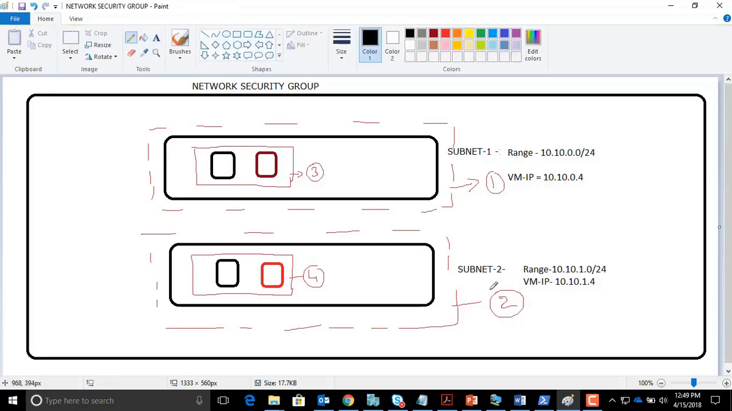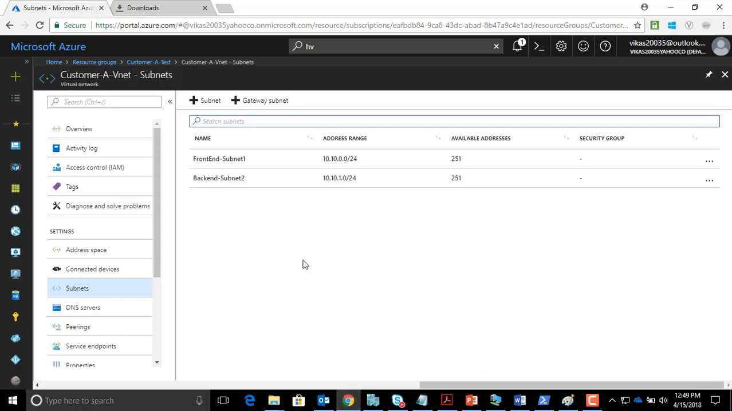So in subnet number 1, the IP will be 10.10.0.4, which is for virtual machine number 1. Second, virtual machine number 2, which is in subnet 2, will get the valid IP 10.10.1.4. Based on this scenario, I will explain NSG and do a couple of scenario demos on network security groups. Let's create this scenario first. As you know, the VNet is already ready with subnet 1 and subnet 2.